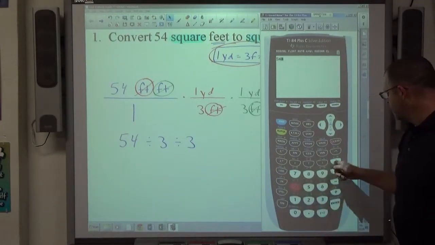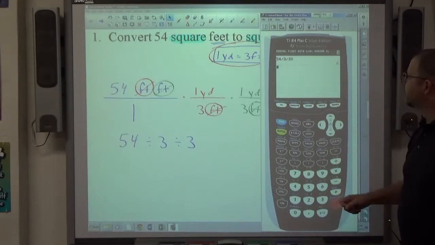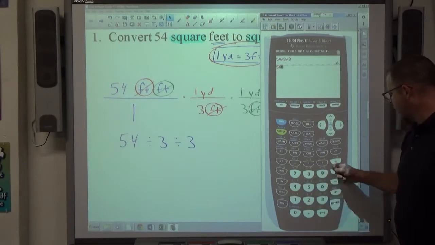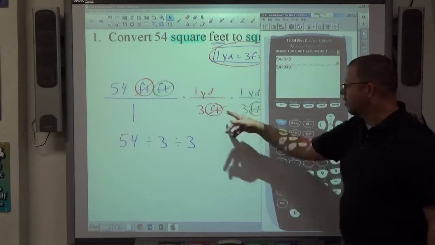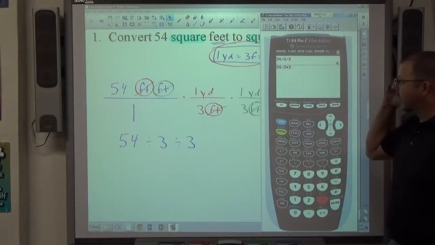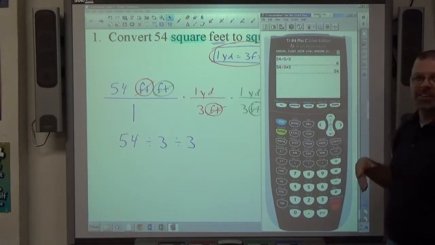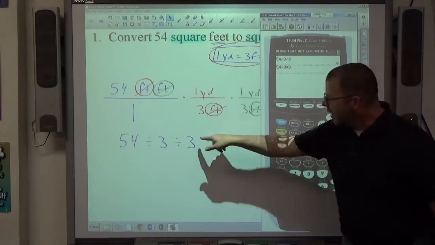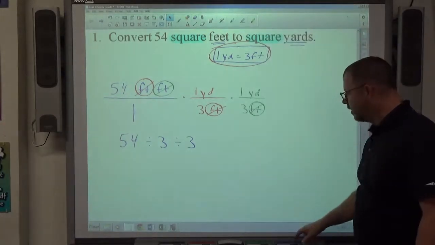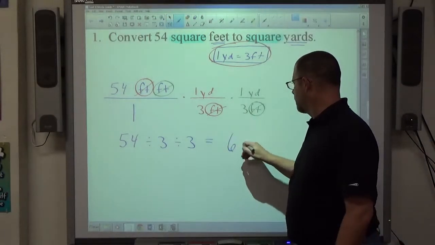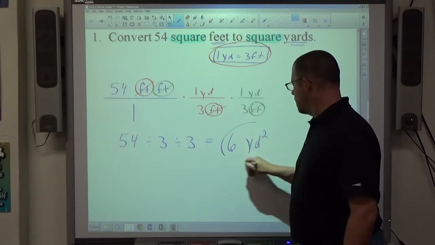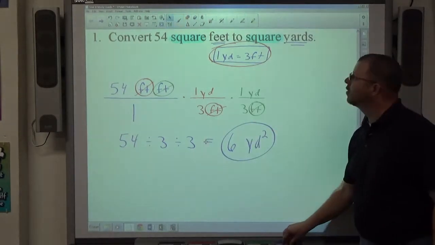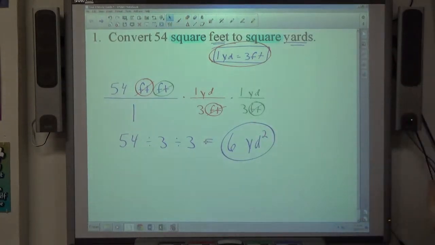So if I type in 54 divided by 3 divided by 3 equals 6. If I type in 54 divided by 3 times 3, because that's what I'm looking at, 3 times 3 on the bottom, my calculator thinks that second 3 is on top, all of a sudden it says the answer is 54. So be careful, that's how you type it in your calculator correctly. Yards is yards squared, so we have the correct unit with the correct number of square yards.